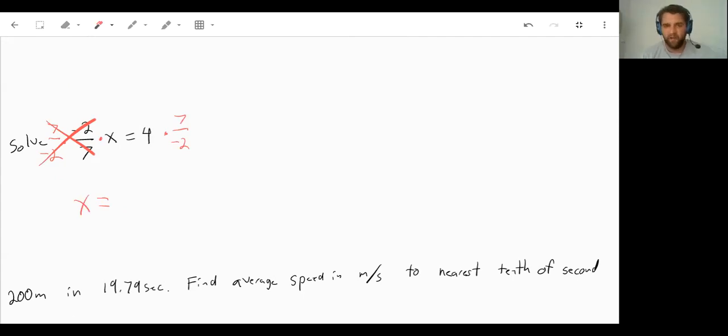And when you multiply by a fraction, you can either multiply across the top and then divide by the bottom, or you can take one of your numbers, divide it by the bottom, and then multiply by the top. So I'm going to think of this as 4 divided by negative 2, and then we'll multiply that by 7. So 4 divided by negative 2 is negative 2, times 7 gives us an answer of negative 14.